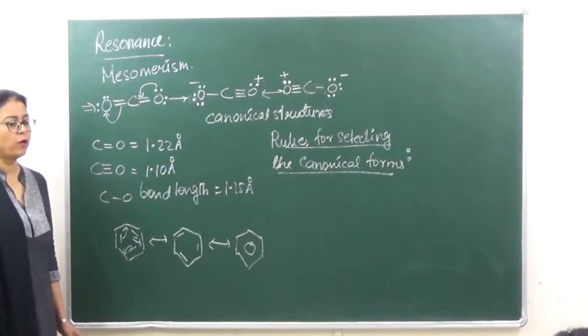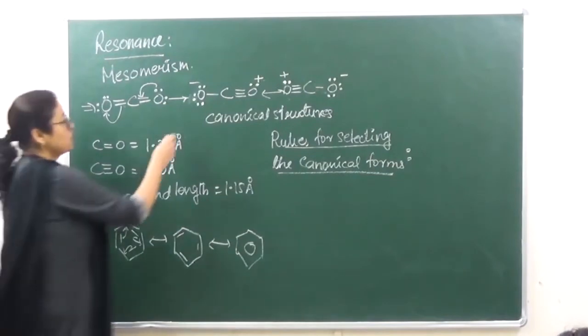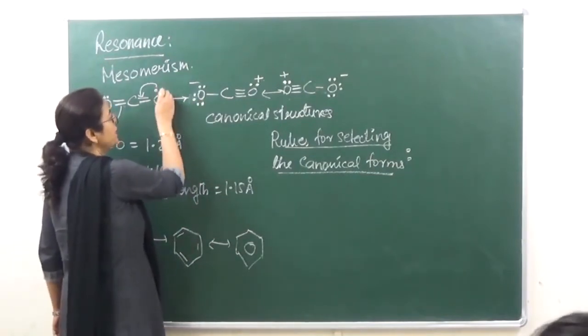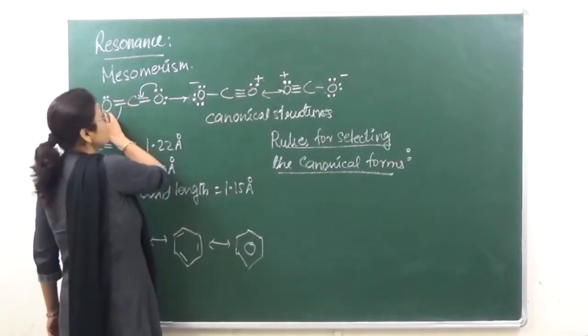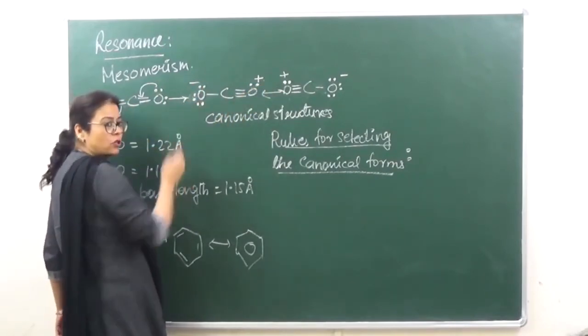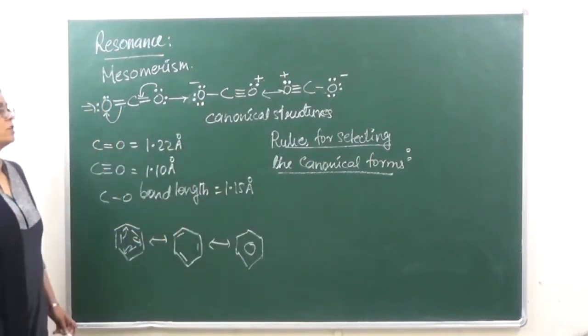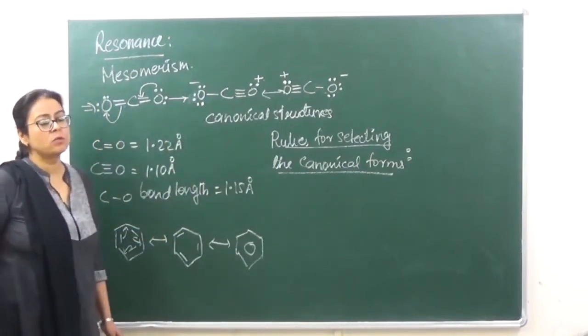They should differ only in position of electrons. So that is what is happening over here. Over here there were 4 electrons. Over here there are only 2 electrons left. Over here there were 4 electrons, and over here there are 6 electrons. So the position of electrons will shift. The position of the atoms will not change.